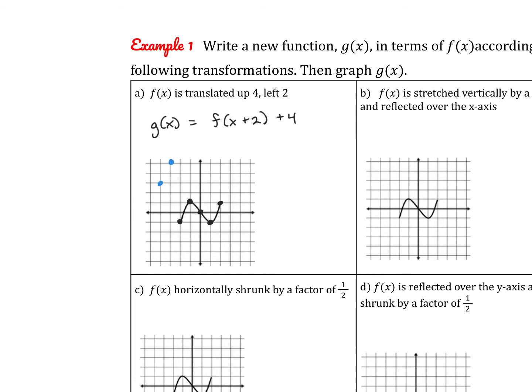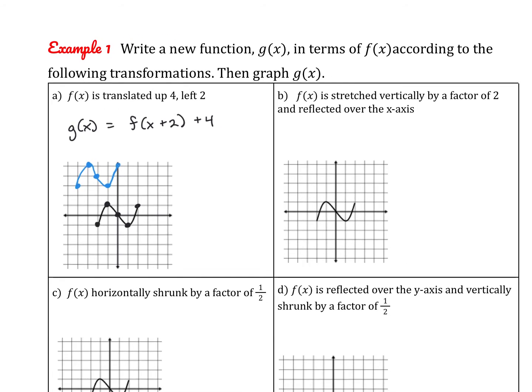So take points that are clear and easy to move. Up 4, left 2, and so on for each point. And it would look like this. So you can see that the shape and the orientation of our graph are unchanged. They're both rigid movements. We're just simply translating or shifting them.